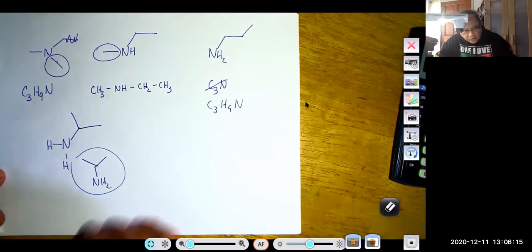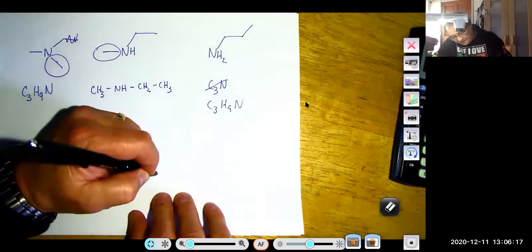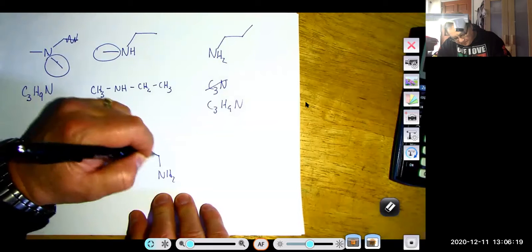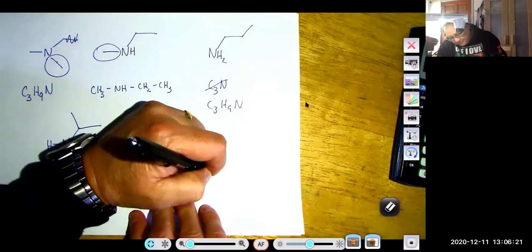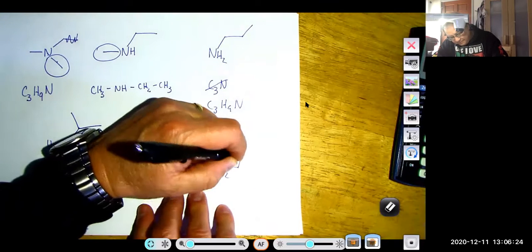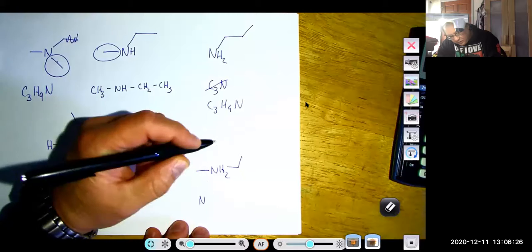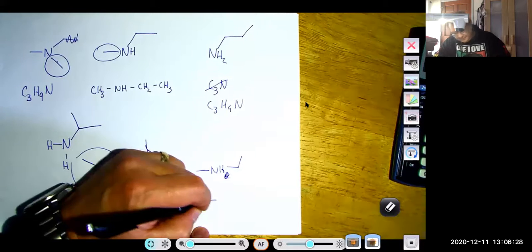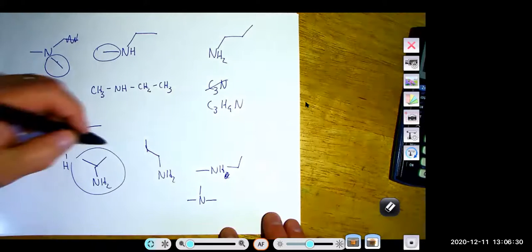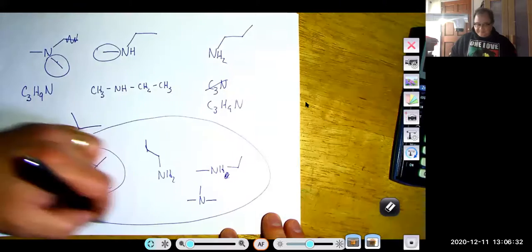So these are all structural isomers of one another. These are all isomers of one another.